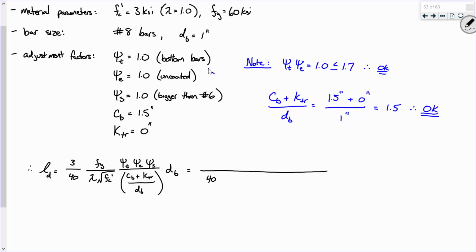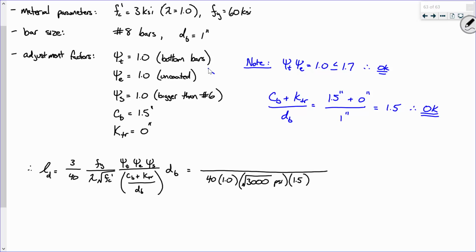times lambda. What's lambda? Square root of Fc prime? There we go. And then, now what's this stuff in the parentheses equal to? We just did that.